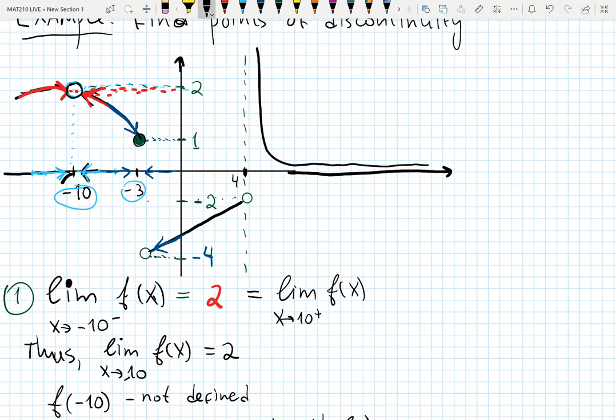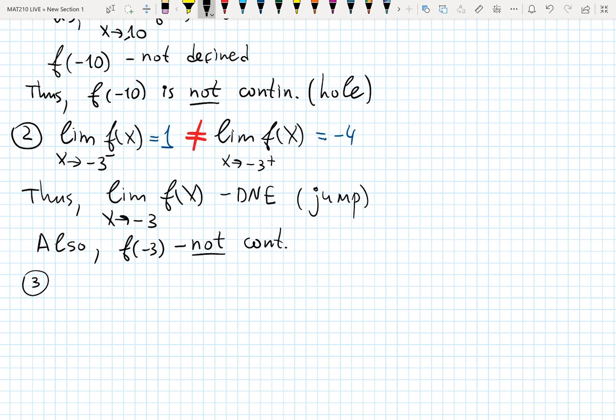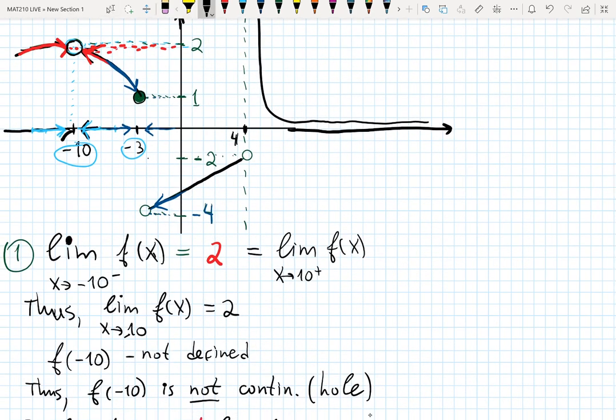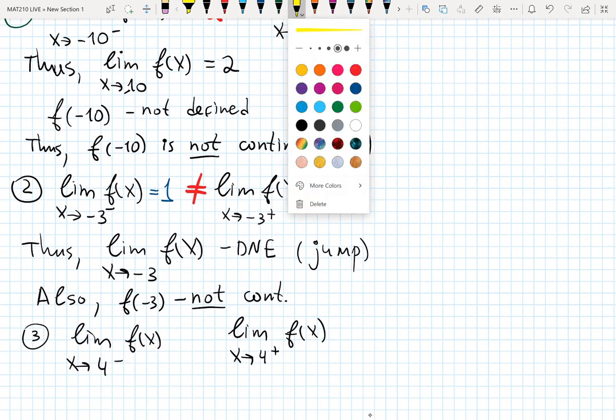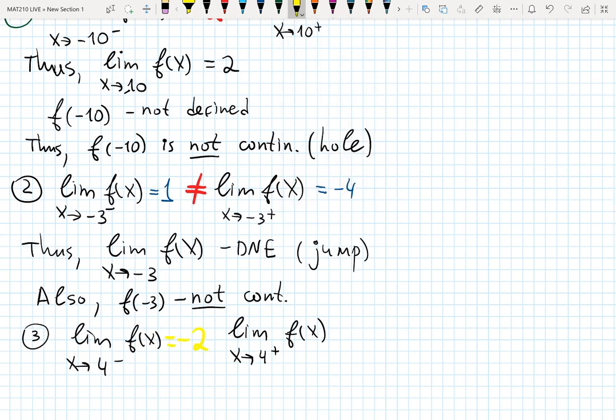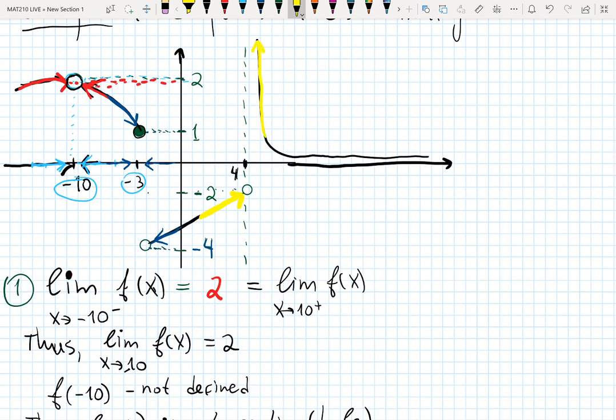And one more, let's check what's happening at 4. Limit as x approaches 4 from the left, limit as x approaches 4 from the right. Let's make it faster this time. From the left, I will use yellow color here. Where do I go from the left? I'm approaching height -2 in this case, equals -2. From the right, it seems like I'm going to plus infinity, forever up.